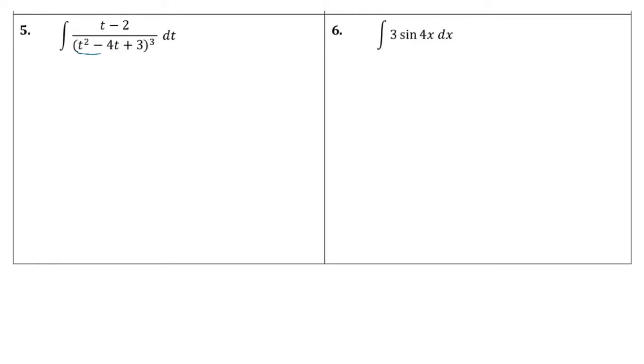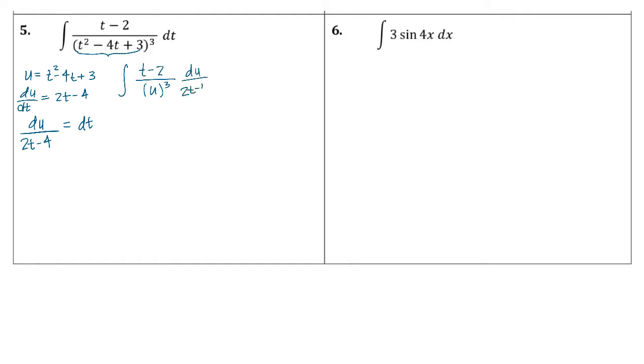Okay, and again, this looks like it's the inside, and if we do a derivative, we are going to generate parts of the numerator here. So we're going to let u equal t squared minus 4t plus 3, and du/dt is going to be 2 times t minus 4. And again, we do need to solve for dt, so we're going to have du over 2t minus 4 equals dt. So we're going to plug back in. We have t minus 2 over u cubed. And then dt, we know that is going to be du over 2t minus 4.